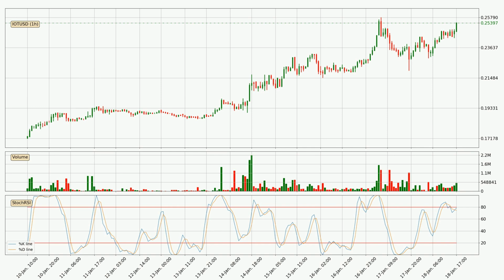When we now look at the current hourly Stochastic RSI, there are no signs of the Stochastic RSI being oversold or overbought at this time, but because the %K line is over the %D line, we can deduce that the trend is currently on the up.